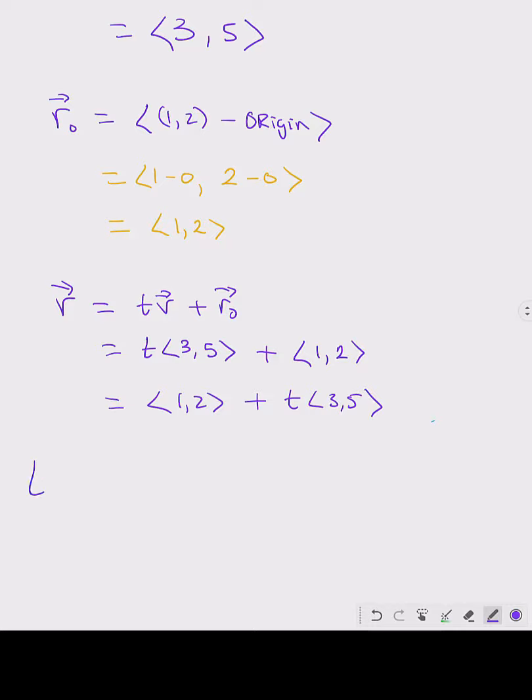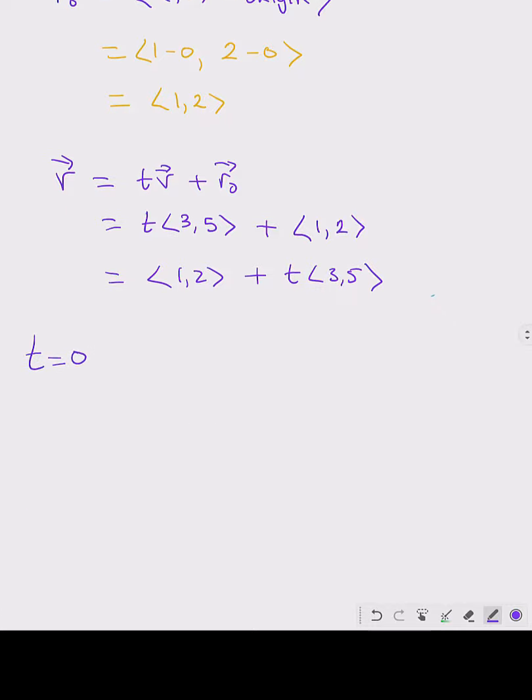And look what happens here. If t is equal to 0, then my r equals 1, comma, 2. Because the t is equal to 0, this first term is going to go away, and I'm left with just 1, comma, 2.